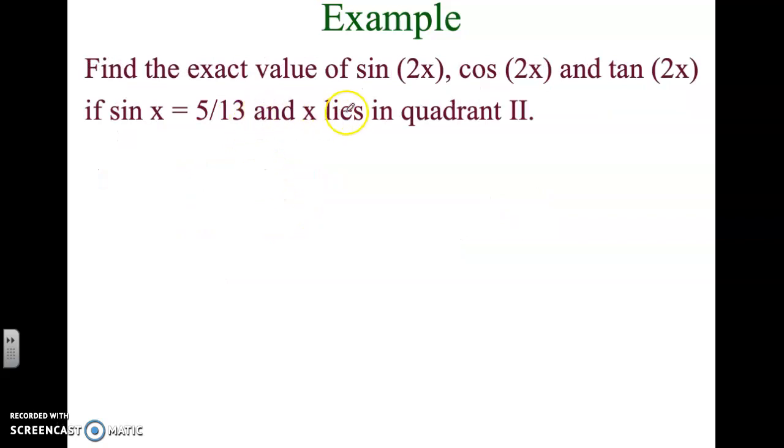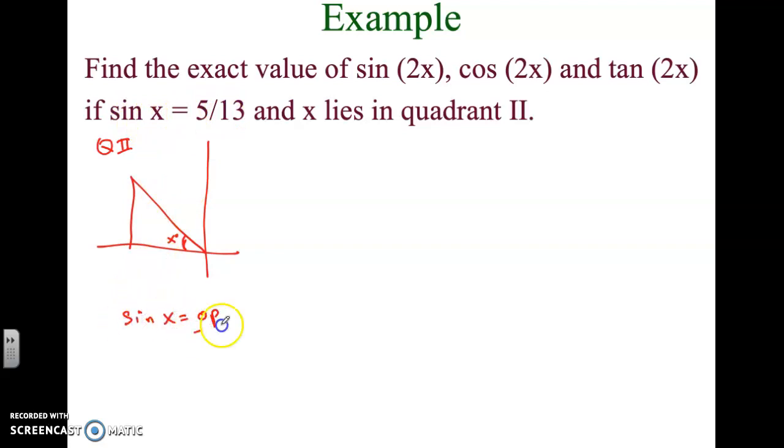Another example, find the exact value of the sine of 2x, cosine 2x, tangent of 2x, if sine of x equals 5 over 13, and they're also saying that x lies in quadrant 2. So first of all, let's see where this thing is. They're saying quadrant 2, therefore this is Q2. My angle, in this case, is the angle x. They're saying that the sine of x is 5 over 13. But remember, sine of the angle is opposite over hypotenuse.